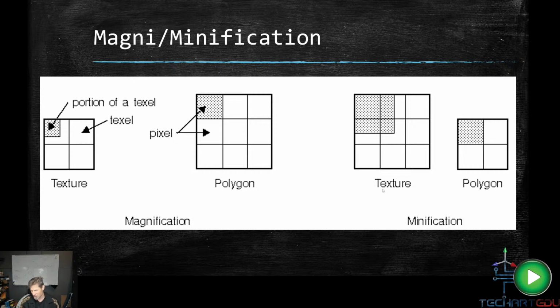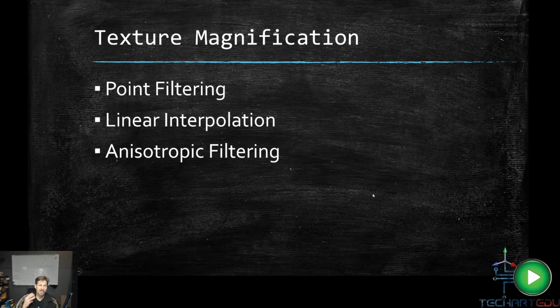And here's an example of minification, where we have our pixel and we see that it's larger than the actual texels. So what we have to do is reduce its scale into a shape that fits the texel scale 1:1. Okay, so there are three ways of doing this texture magnification. There are three mathematical principles, and we're not going to go into the math. I'm just going to describe what these functions are. There's point filtering, linear interpolation, and anisotropic filtering. Let me explain the three.